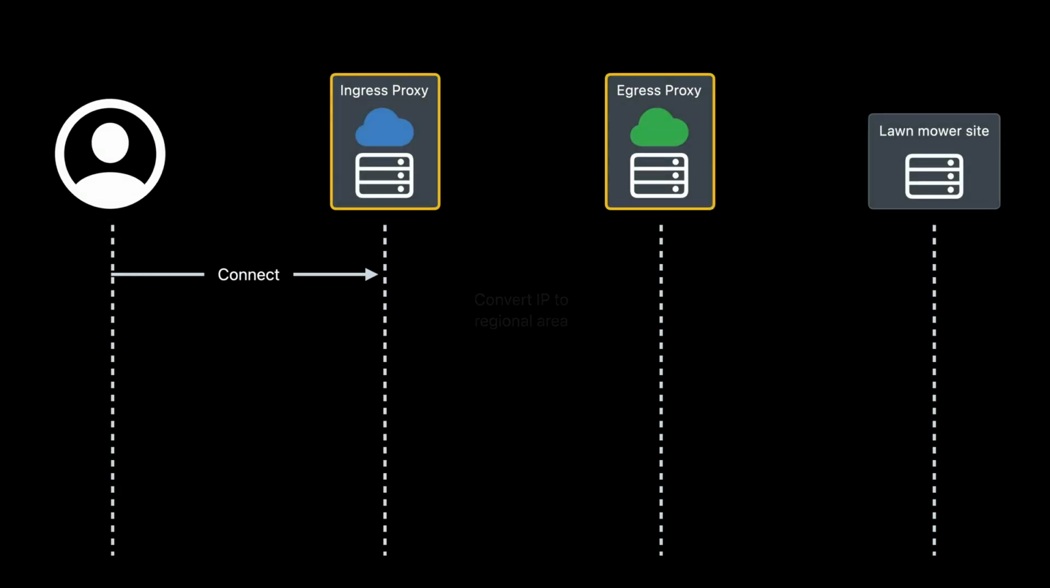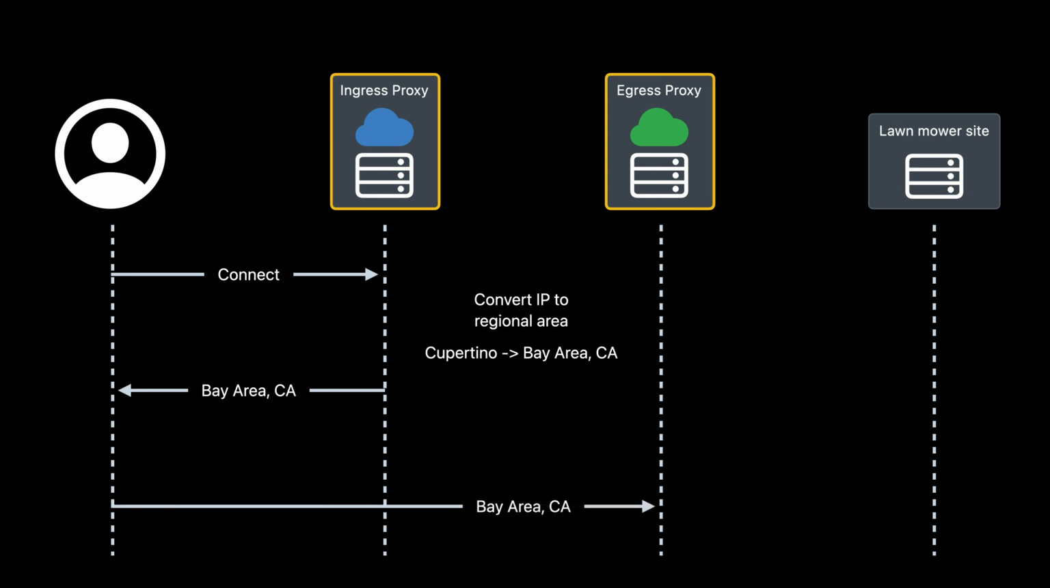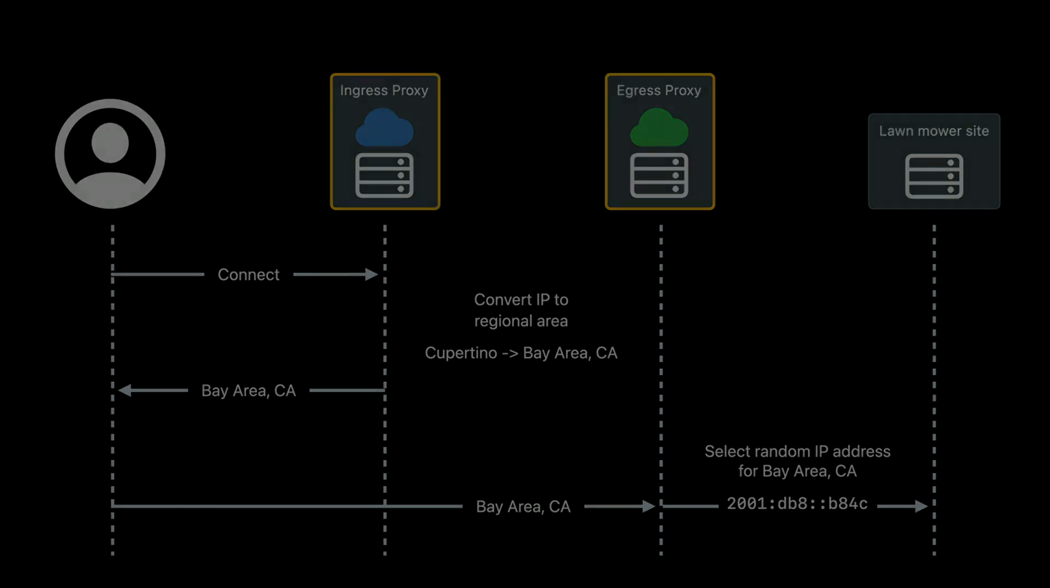Remember, the ingress proxy is the only one that can see my IP address. The ingress proxy converts my IP address to the same IP-based area that Lawnmower site would have seen, then returns an approximated version back. In this example, the ingress proxy sends back Bay Area, California, which is forwarded to the egress proxy to help it pick from a group of IP addresses that are assigned to that general area. With a regional IP address, sites that I contact can still find nearby stores.